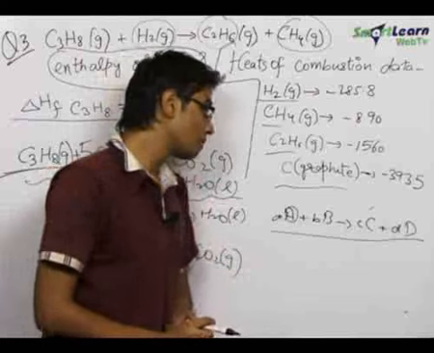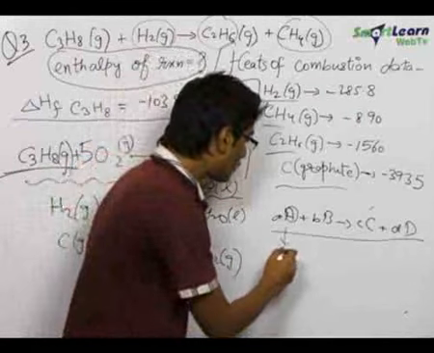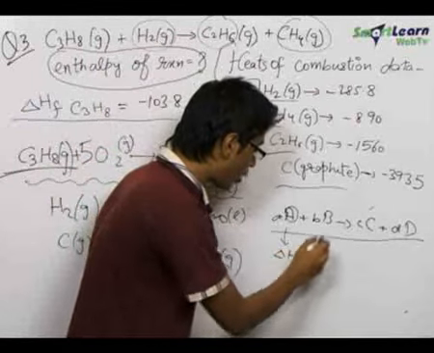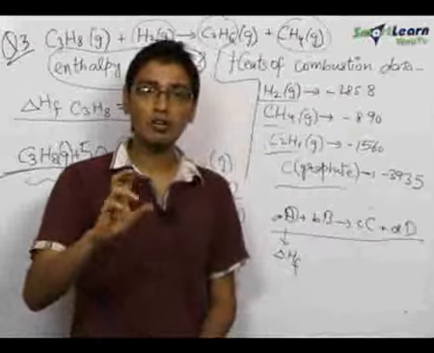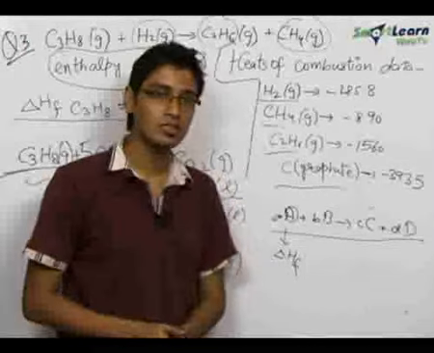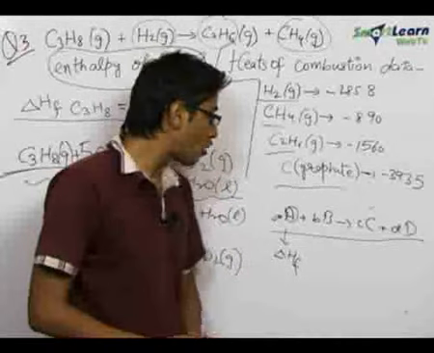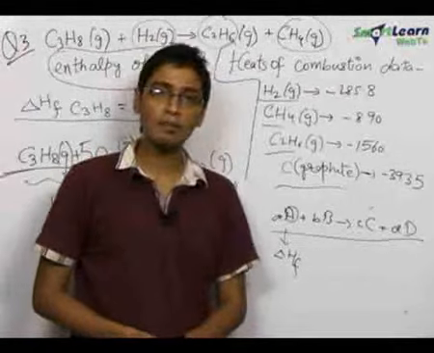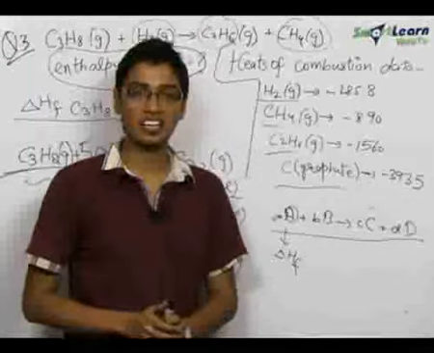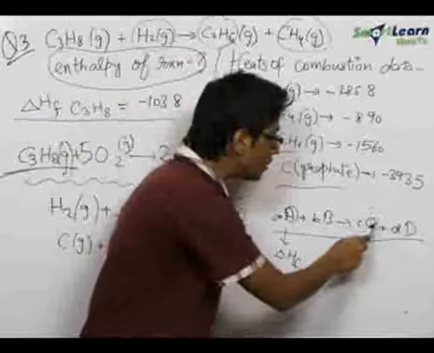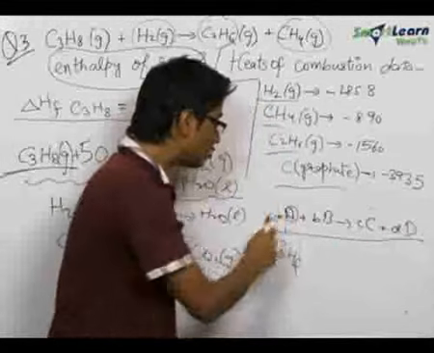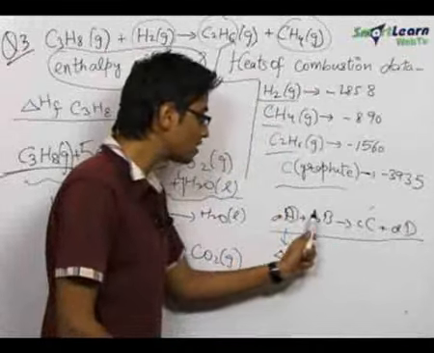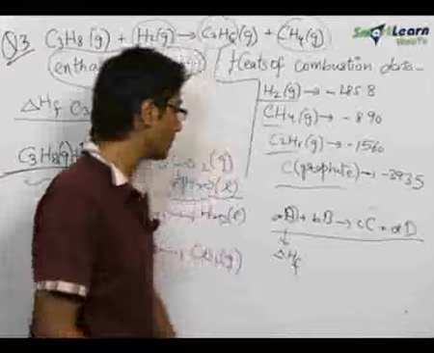In a similar way, if we are given the heat of formations, not the heat of combustion, of A, B, C and D, then as in the case of heat of combustion we had reactants minus products, in the case of heat of formations given, we have the enthalpy of a reaction as products minus reactants, that is c into heat of formation of C plus d into heat of formation of D minus a into heat of formation of A and minus b into heat of formation of B.